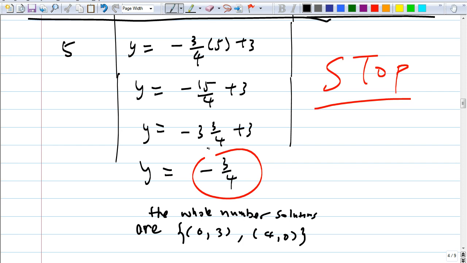So do they have to tell you how many they want? You see, that's kind of nice, right? So that's how they ask you on your homework, okay? They ask you, give me the whole number solution. Does that make sense?